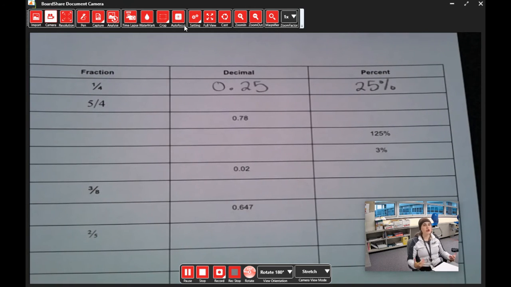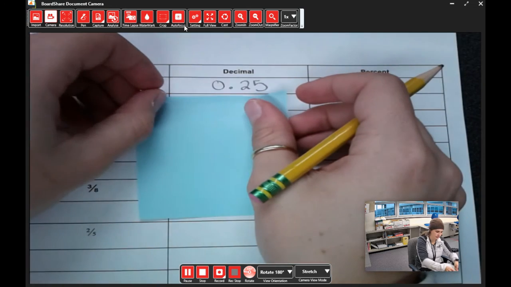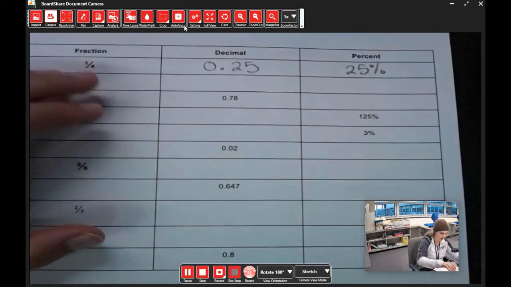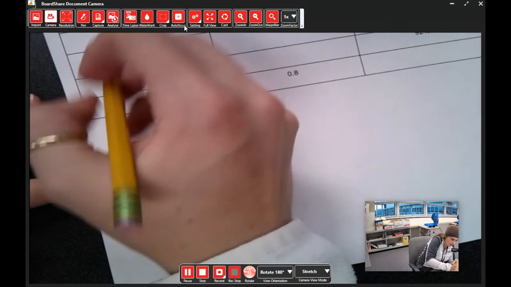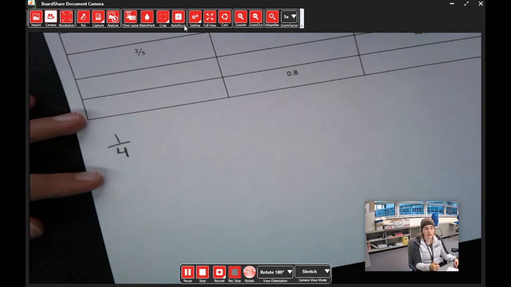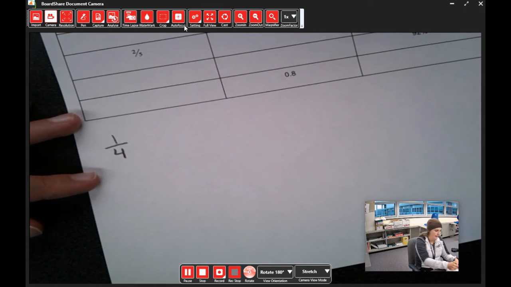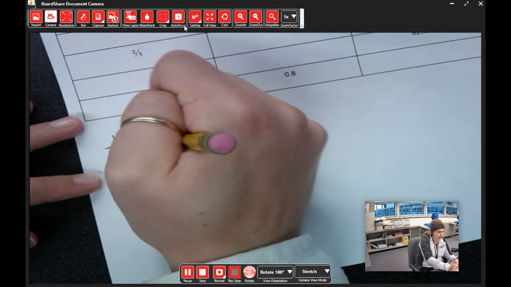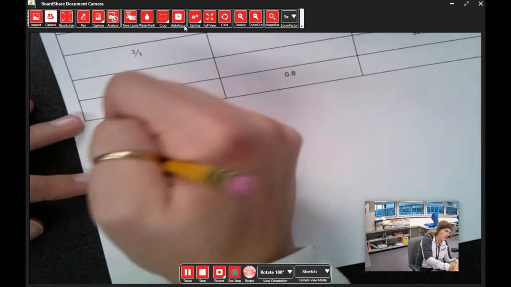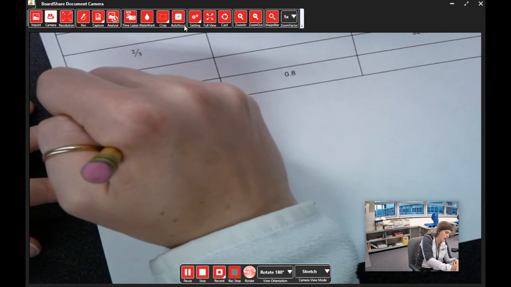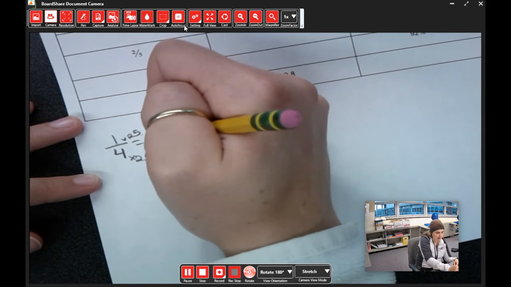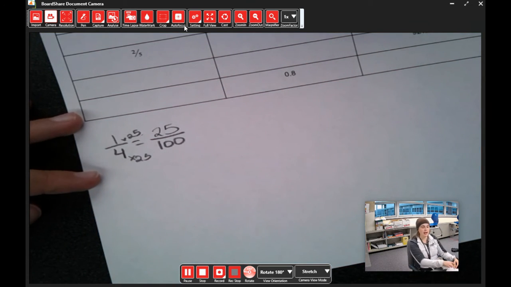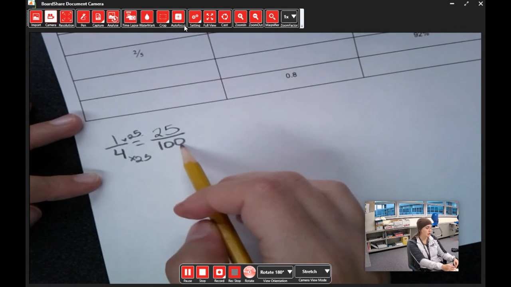If you did not just know that, however, you're probably wondering how I got there. So let's try something. I'll do it all down here. 1/4, I want to turn it into a decimal. I could divide. I could do 1 divided by 4. But I happen to know that it's going to work out of 100, because I know 4 times 25 gives me 100. So 1 times 25 is 25 hundredths. And that's where the decimal comes from. 0.25 is 25 hundredths. And 25 out of 100 is 25%.